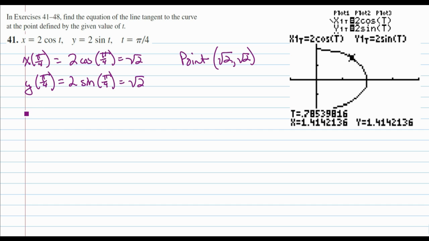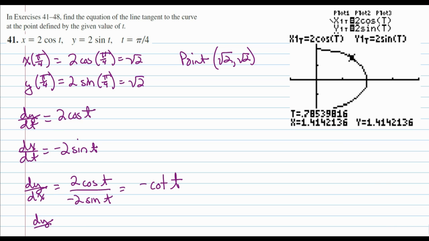Now to find the slope, I'm going to take the derivative of y with respect to t and the derivative of x with respect to t. Then dy/dt over dx/dt is going to equal my dy/dx. And I want to evaluate dy/dx at pi over 4. So that's going to be the opposite of the cotangent of pi over 4, which is going to be negative 1.